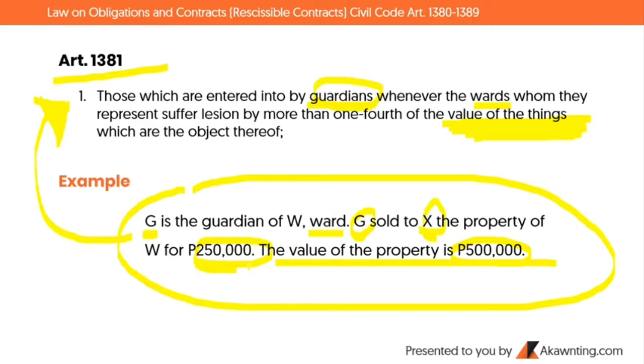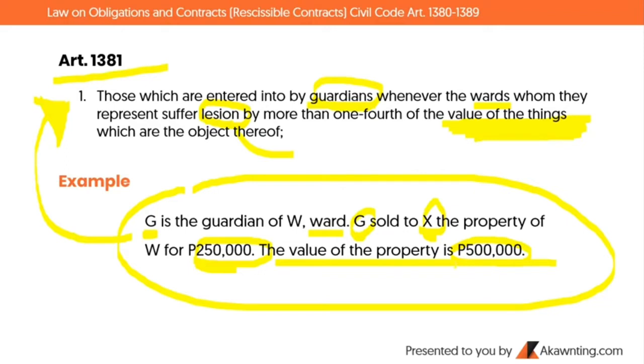Iba na ang magiging situation kapag si X na mismo ang nagbenta ng kanyang sariling property. Or si G, binenta niya property niya, hindi property ni Ward, okay? So, malinaw na malinaw. Yun ang titignan natin dito para maging rescissible yung contract. And lastly, natitignan natin is yung nagkaroon ba ng lesion. So, what is lesion? Ano ba yung lesion? Actually, this is the inadequacy of the cost. Okay? Inadequacy of the cost.